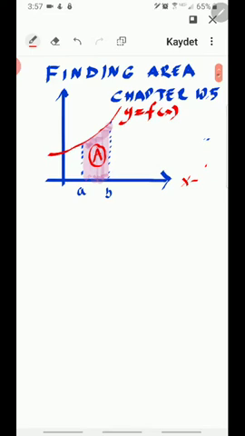The area between the curve y is f of x and x-axis, and it is bounded by x equals a and x equals b, is given by the integral from a to b of f of x dx. Again, we have an area which is bounded by the curve y is f of x and the line x equals a, x equals b, and the x-axis, which is the horizontal one.